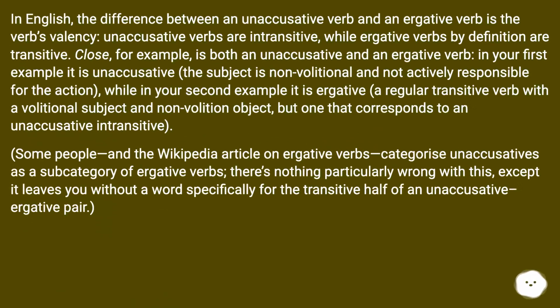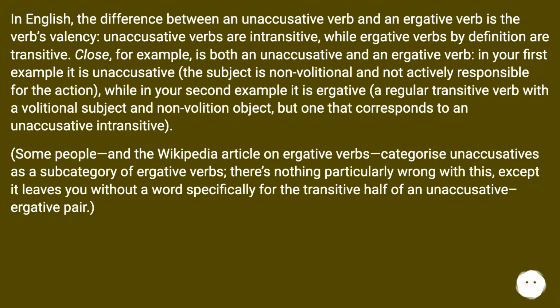In English, the difference between an unaccusative verb and an ergative verb is the verb's valency. Unaccusative verbs are intransitive, while ergative verbs by definition are transitive. Close, for example, is both an unaccusative and an ergative verb. In your first example it is unaccusative. The subject is non-volitional and not actively responsible for the action, while in your second example it is ergative, a regular transitive verb with a volitional subject and non-volitional object, but one that corresponds to an unaccusative intransitive.